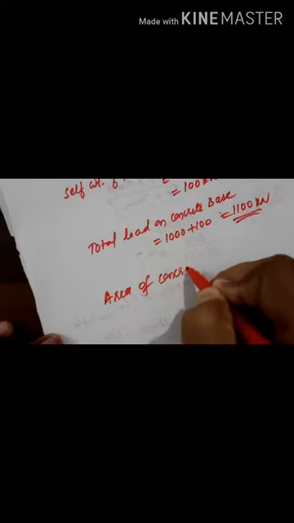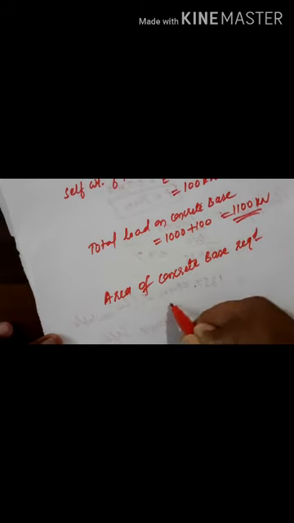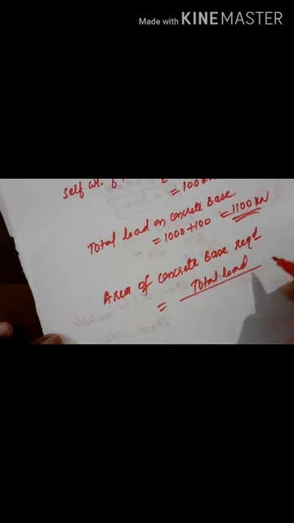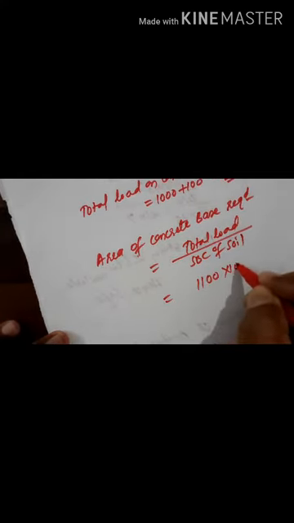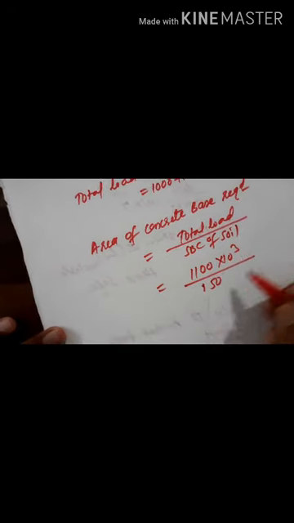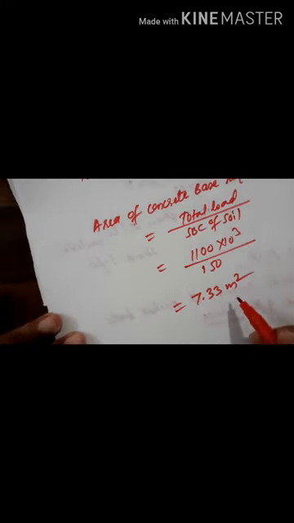Then the area of concrete base required is the total load divided by the SBC of soil. The total load is 1100 into 10 raised to 3 divided by the SBC of soil, given as 150 kilonewton per meter square. Then the area required is 7.33 meters square. You will get this much of area.